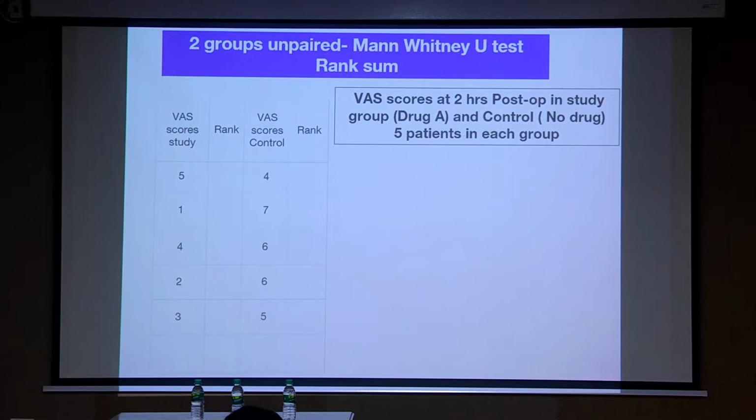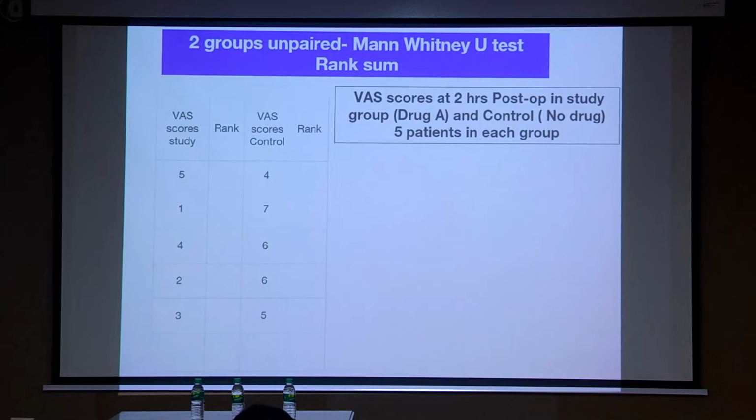In the unit 1 patient setting we have given paracetamol. Unit 2 patients we have not given any drug. So the VAS control group has no drug. These are the patients we are trying to analyze. The values are 5, 1, 4, 2, 3, 4, 7, 6, 5. This is the first step.